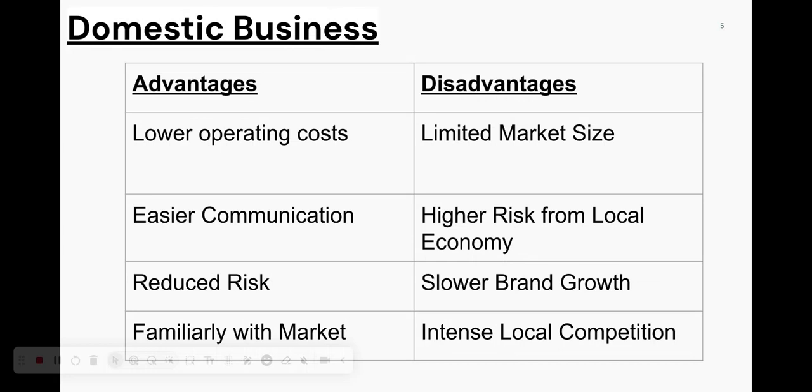Lastly, a disadvantage is that you are going to have very intense local competition. Let's say your business is located in Princeton downtown. There are going to be so many other businesses competing against you right next to you. It's going to be so much more competitive, and a lot harder to gain customers. So that is definitely one huge disadvantage of domestic business.